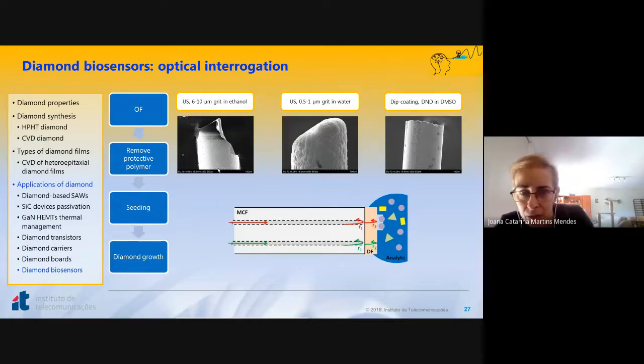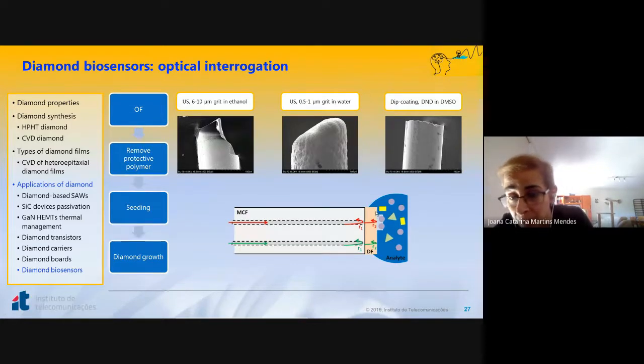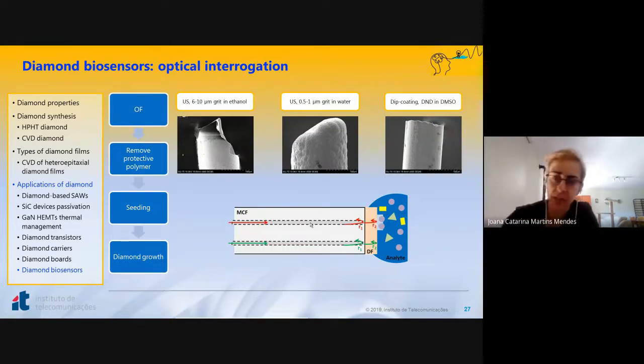And now we are using this same concept, and we are trying to fabricate Fabry-Perot interferometers, just by growing diamond here, and the diamond film will behave as the resonance cavity. So you have a reflection here at the interface between the fiber and the diamond, and the second one between the diamond and the analyte solution. We hope that whenever we have a binding event, there will be a change in the refractive index that will translate in a change in the reflected spectra. So currently, we are just coating the Fabry-Perot interferometers.